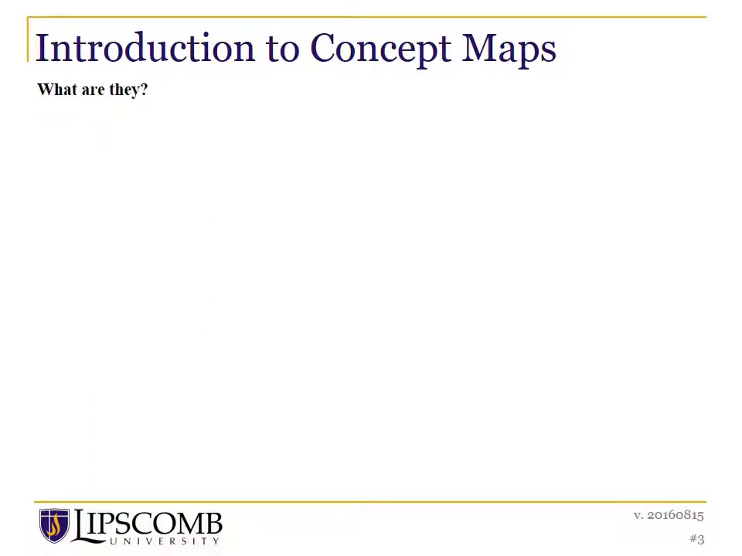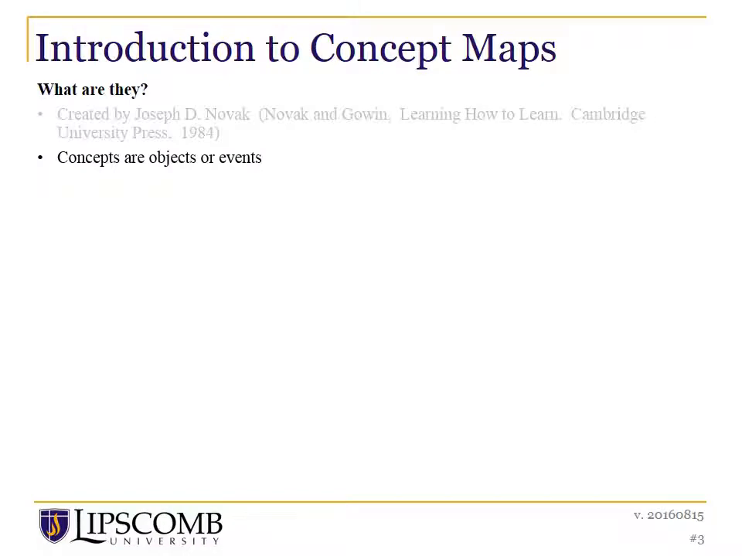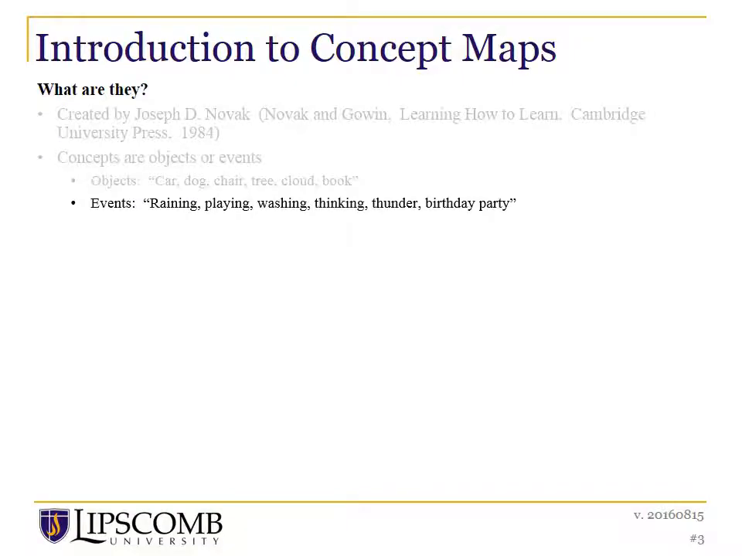Concept maps were invented or created by Joseph D. Novak. And some of the quotes I'm going to be showing you come from a 1984 book he published on learning how to learn. The basic components include concepts, and a concept is an object or an event. So when we think of objects, words like car, dog, chair, tree, cloud, book, those kinds of things. And then events could be activities like raining, playing, washing, thinking, thunder, birthday party.